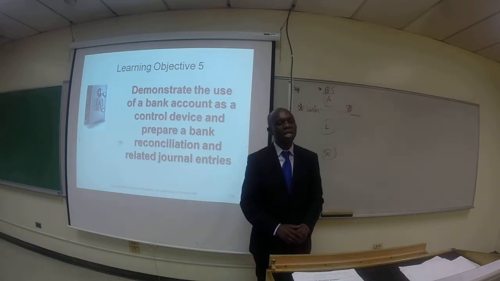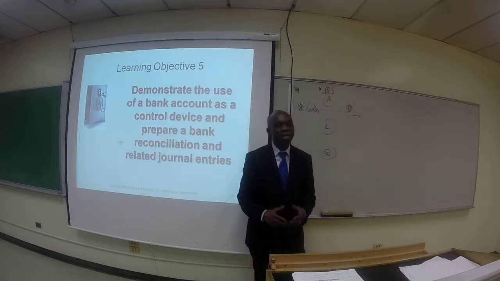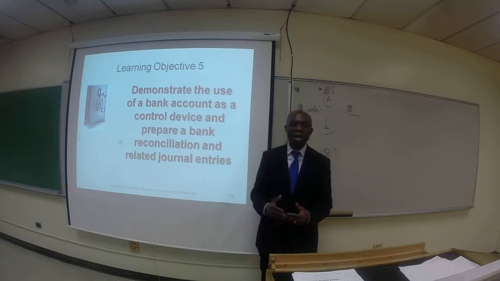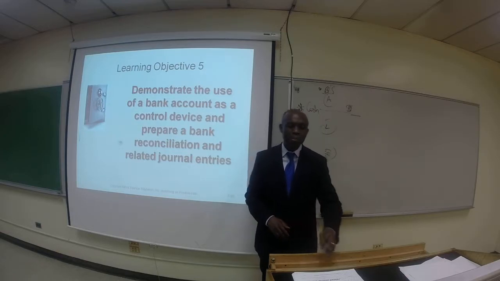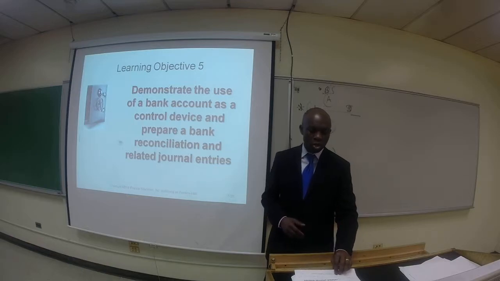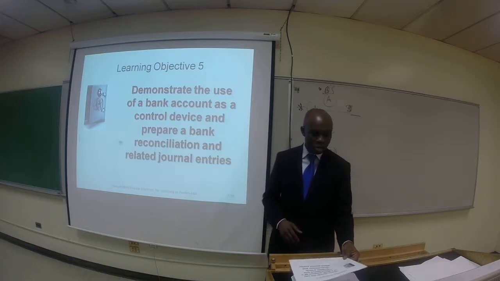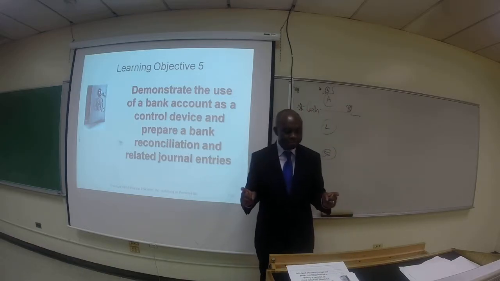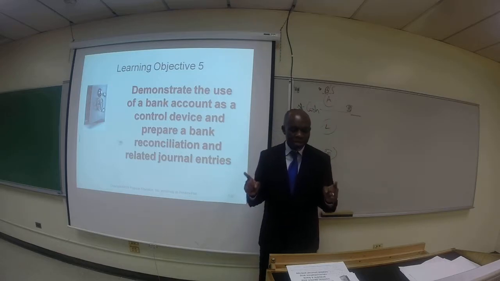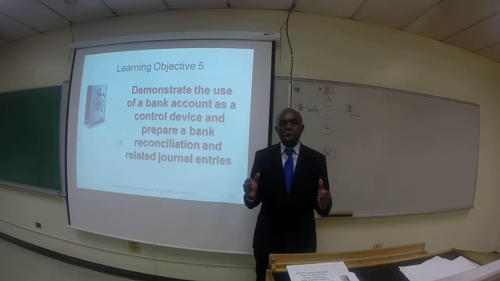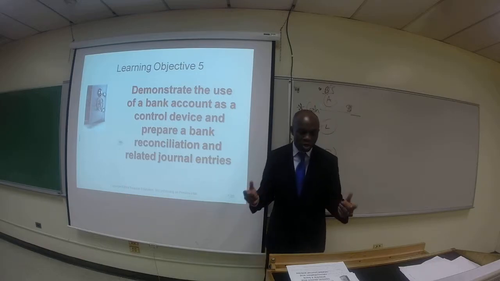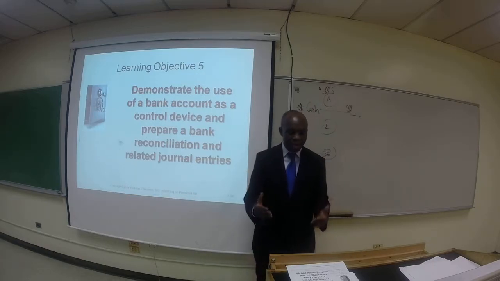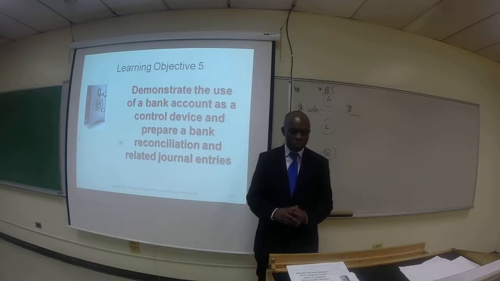So moving along, let's take a look at objective 5. Here we are going to demonstrate the use of a bank account as a control device and prepare a bank reconciliation and the related journal entries. Now, we said that it makes for good internal control for every company to have a bank account so that they can keep their cash in the bank.